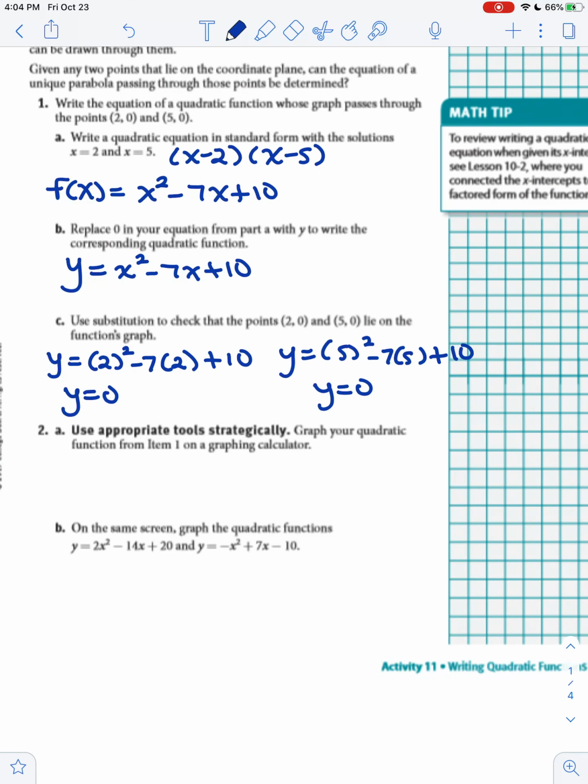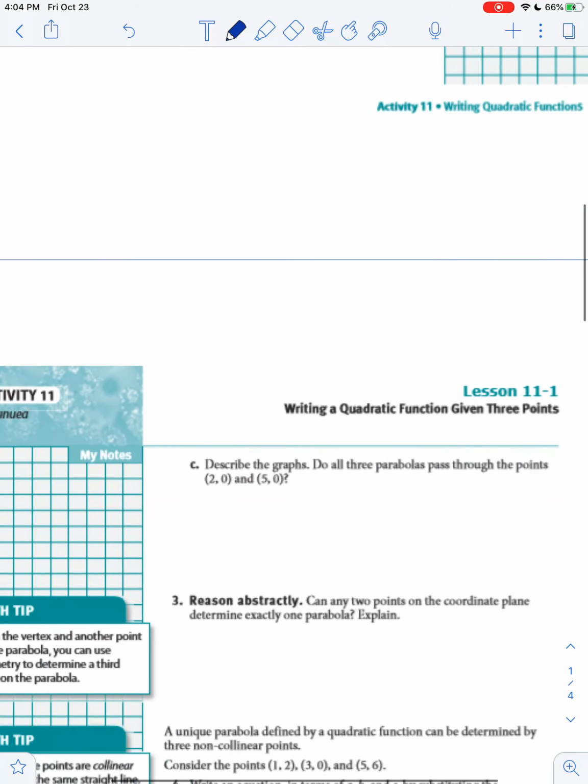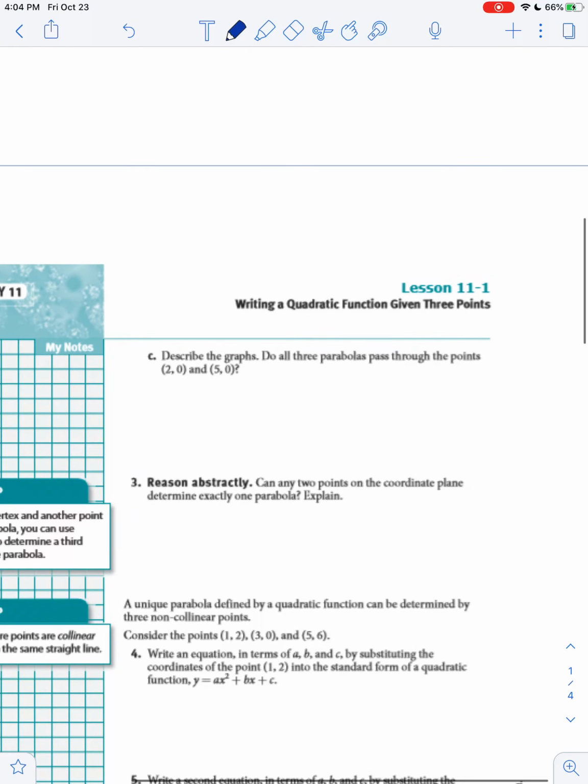Okay, so that is a problem. So with lines, 2 points will determine exactly one line. Okay, but that's not true for our parabolas. So we went ahead and did our graphs. Okay, now we can talk about to describe the graphs. Do all 3 parabolas pass through (2, 0) and (5, 0)? Yes, they do. Okay. But we had 2 parabolas that opened up, 1 parabola opened down. They were different widths.